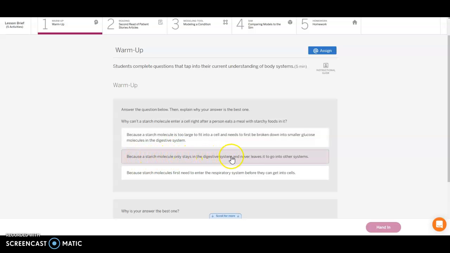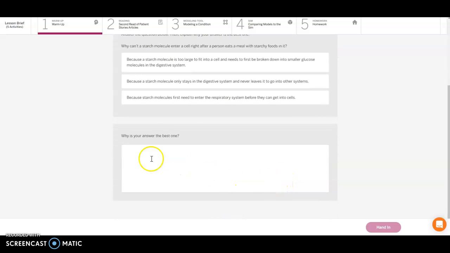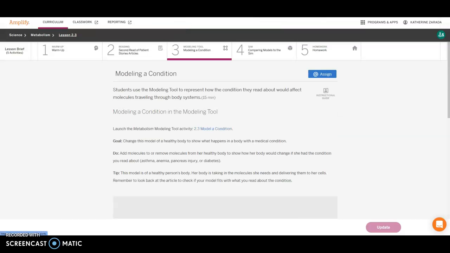or because the starch molecule only stays in the digestive system and never leaves it to go to another system, or because the starch molecule first needs to enter the respiratory system before it can get into the cells. Why do you think that's the best answer choice that you chose? Make sure that you hand that in. Then we're going to skip over to part 3.